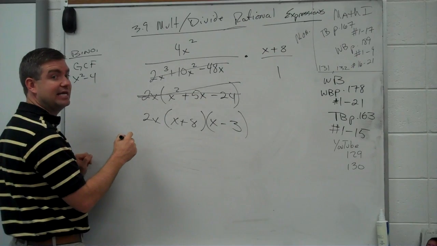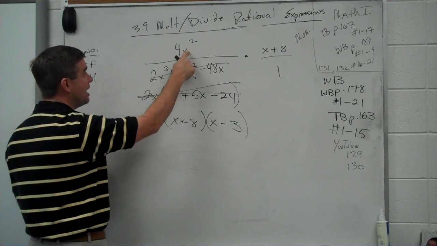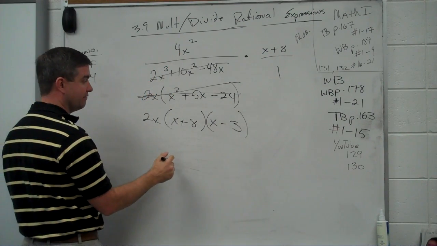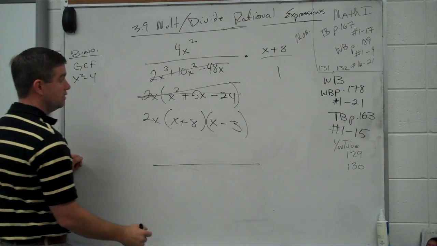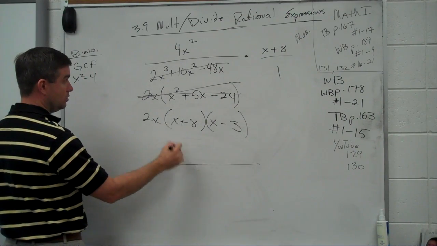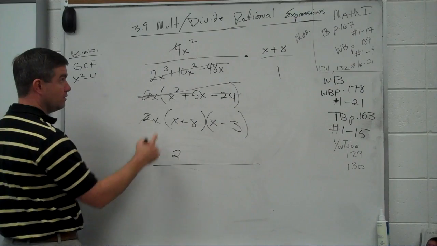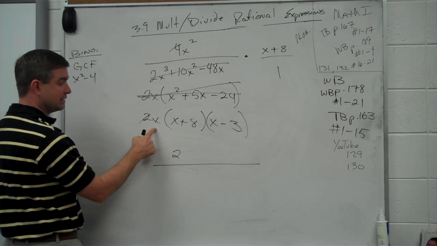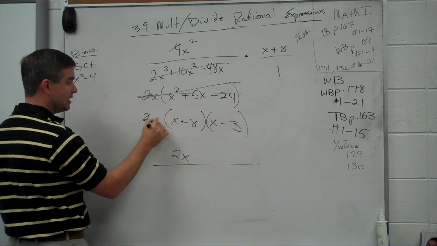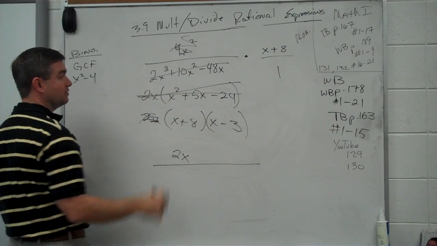So now we can start canceling. Logan, what is 4x squared over 2x going to give us? 2 over 1. Right, that takes care of the 4 and the 2. Then what about x squared over x? That would be x on top. So I took care of that, and I took care of that.